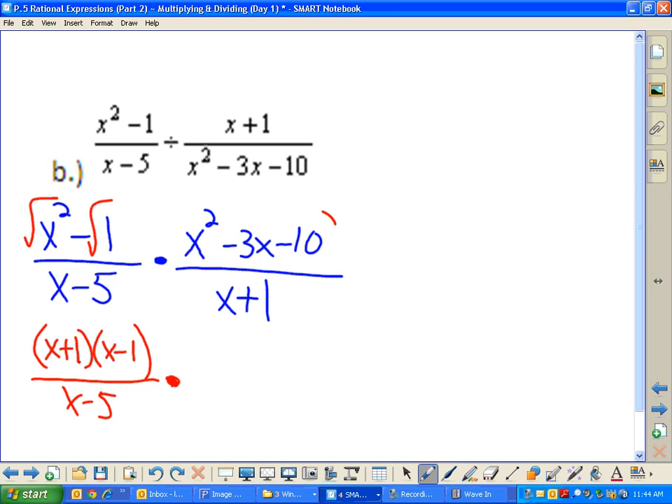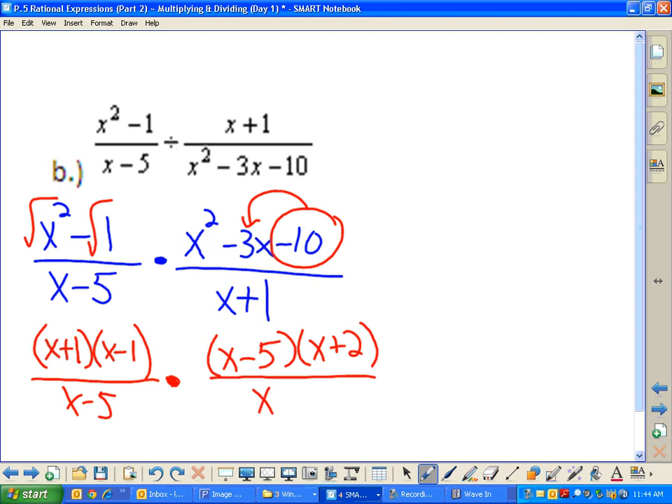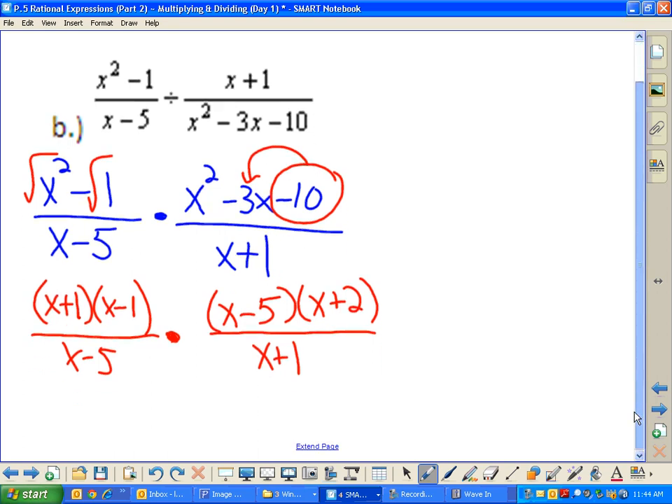So I'm thinking of factors, things that multiply to give me negative 10 that could add to negative 3. X minus 5 and x plus 2 would FOIL to give me x squared minus 3x minus 10. And then on the bottom, x plus 1 doesn't factor. Next, I reduce out factors of 1. You can cancel top to bottom, and you can cancel diagonally. So I'll take some time right now to go ahead and do that.